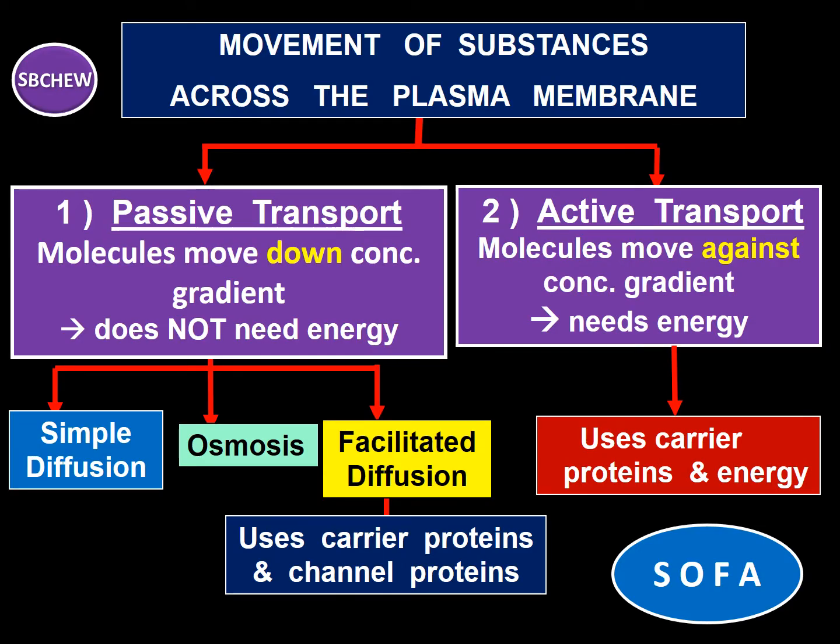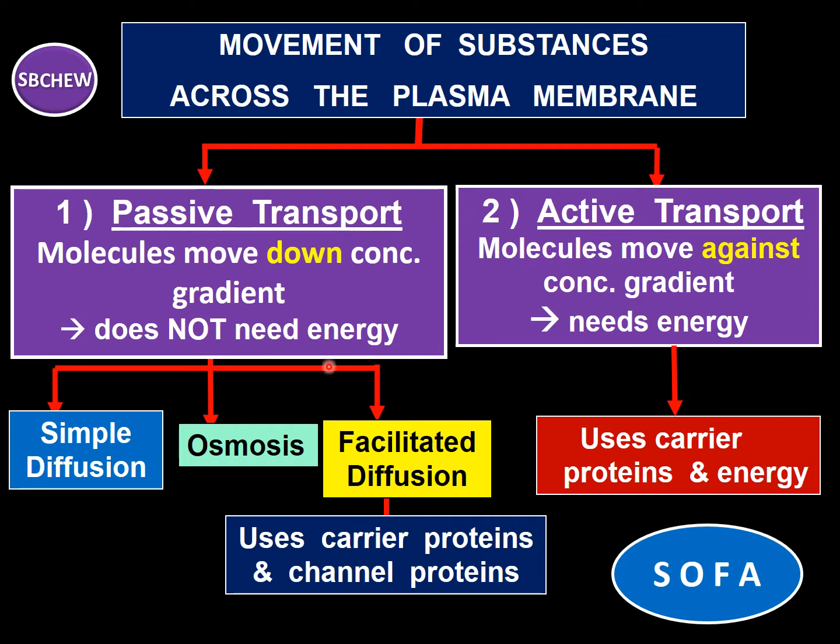Here is a schematic diagram that we used in the last video to talk about the movement of substances across the plasma membrane. Movement of substances across the plasma membrane can be divided into two types. Passive transport, where molecules move down the concentration gradient, and this does not require energy. Then active transport, where molecules move against the concentration gradient, and this needs energy, where the cell has to actively produce the energy. That's why it's called active transport.